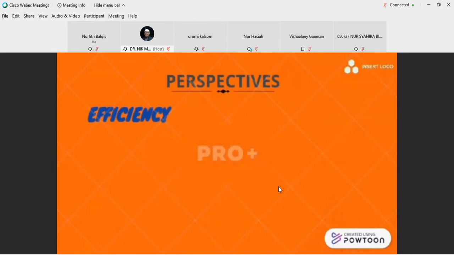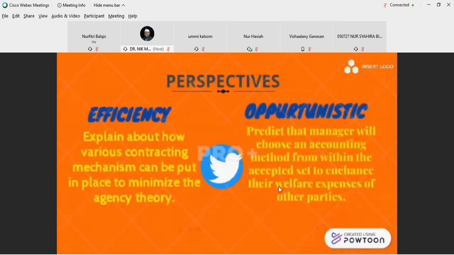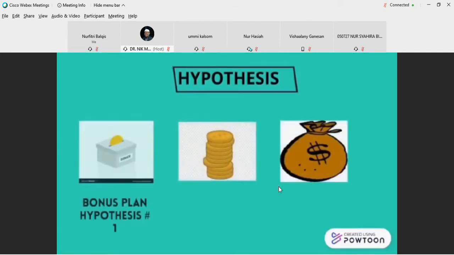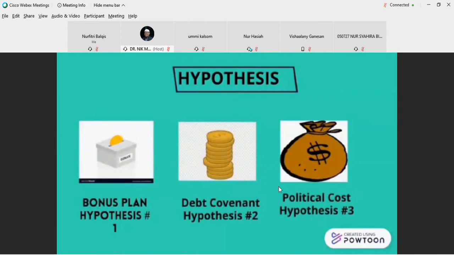Efficiency explains how various contracting mechanisms can be put in place to minimize agency costs. Opportunistic means the manager will choose an accounting method from within the accepted set to enhance their welfare at the expense of the other party. The hypothesis is divided into three: first is bonus plan, second is debt covenant, third is political cost.